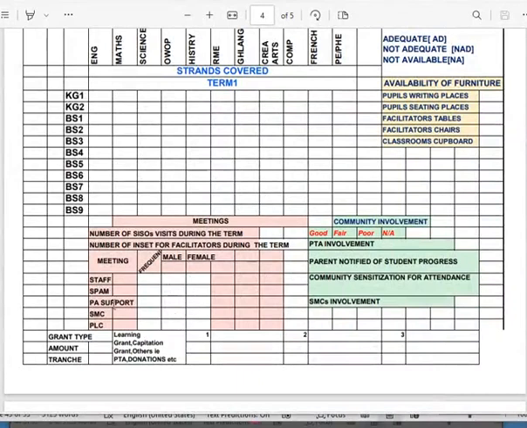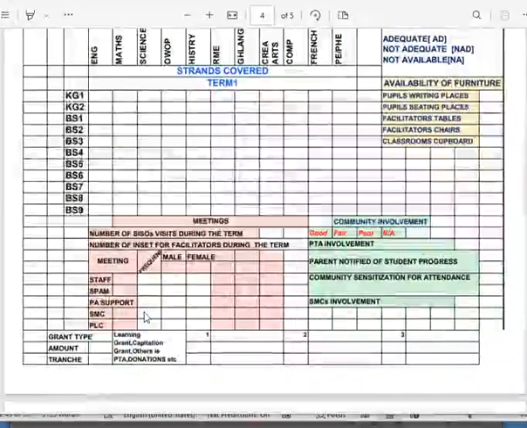PTA support: number of parent association meetings that were held to provide support for the school. You also input here the number of times held within the term, and the number of males present, the number of females present. We put here SMC.